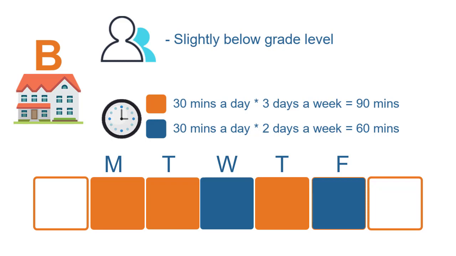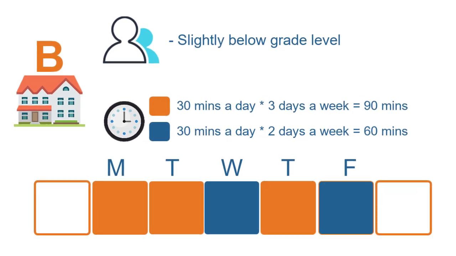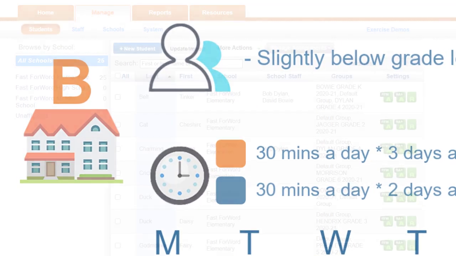School B is a little different. They're starting with students who are just slightly behind their peers and need a boost to catch up. Their students use a FastForward component for 30 minutes a day for 3 days a week, or 90 minutes per week. And on the other 2 days, they use the Reading Assistant Plus component for 30 minutes. It's important to point out that the 3-day, 30-minute schedule is not recommended for struggling readers or English language learners. Now, School B would need to actually change their default settings, so let me show you how to do this.